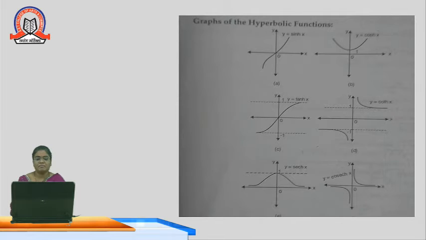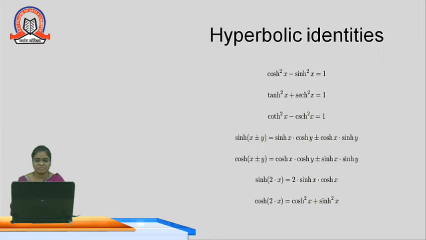Graph of the hyperbolic functions, how it takes place, is given here. Y equals sinh x: the graph is given in the first figure. Y equals cosh x is the second figure. Tanh x is in the third. Coth x in the fourth. Y equals sech x and y equals cosech x are below. The diagrams are given for the graphs of the hyperbolic functions.